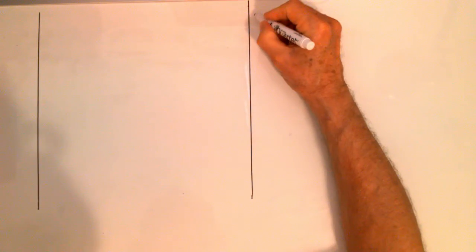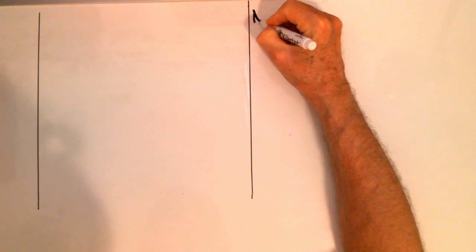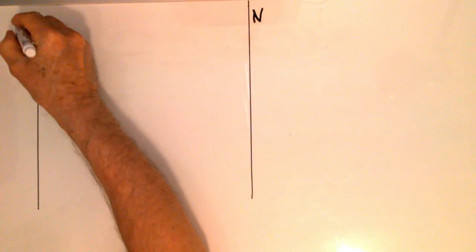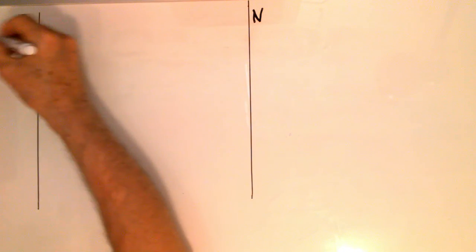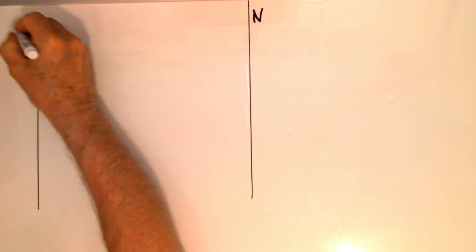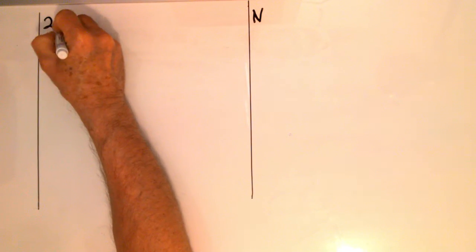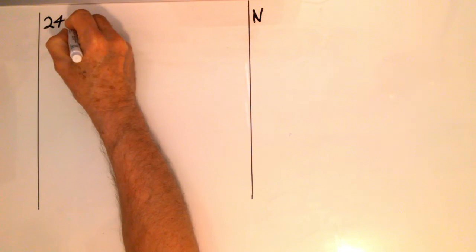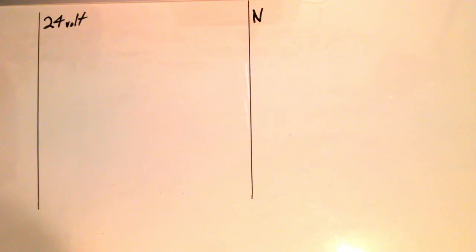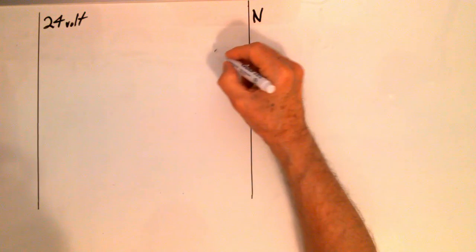Right now you're looking at a whiteboard. And these are the two ladder rails which we've been talking about. This rail right here is the neutral. And this rail over here, we're going to stay with 24 volts, so we'll say that this is the 24 volt rail.